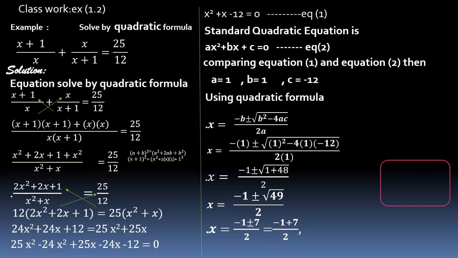There are two roots: minus 1 plus 7 upon 2 is 6 upon 2, which is 3, and minus 1 minus 7 upon 2 is minus 8 upon 2, which is minus 4. The solution set: x belongs to minus 4 comma 3.